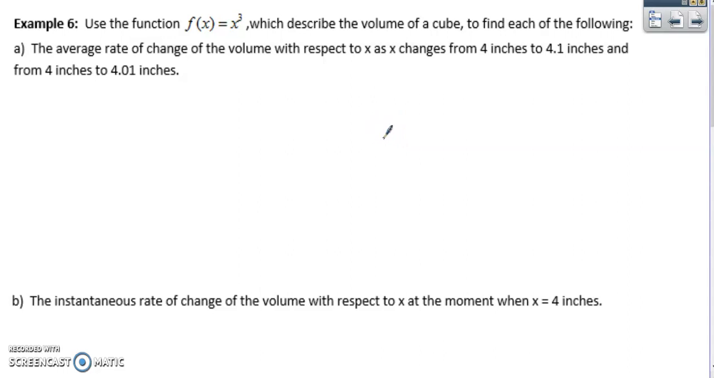So this one is kind of interesting, I think, because it shows you what the formula really means. So if I do f of x plus h minus f of x over, there's that line again, over h. Let me show you how those words represent what's actually happening in this problem. So it says, find the average rate of change of the volume first when it changes from 4 to 4.1 inches. We're actually just going to do this one.